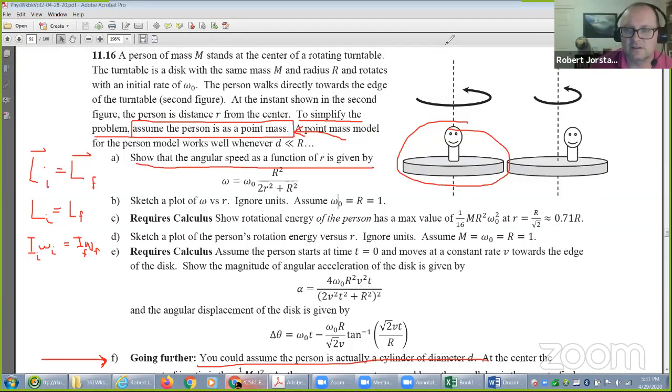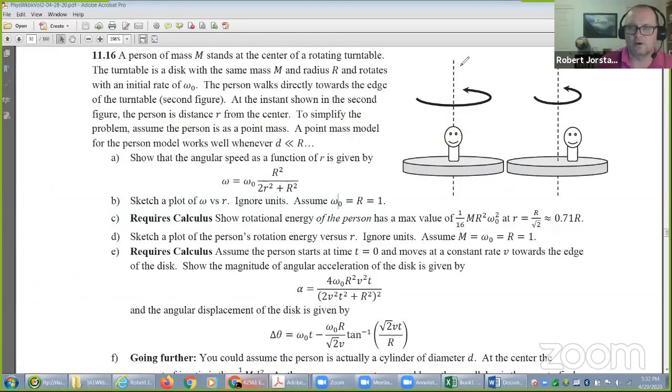All right. So let's clear this out. We're going to start using this. In the first case, it's going to be I1 omega naught. And in the final case, it's going to be I1 plus I2. You might be saying, wait a minute, why isn't the person's moment of inertia there? A point mass at x equals 0 has no moment of inertia. So the person starts out with no moment of inertia. Hopefully that made sense.